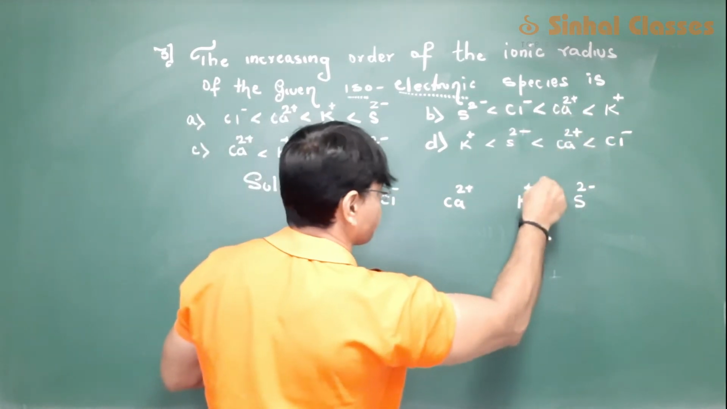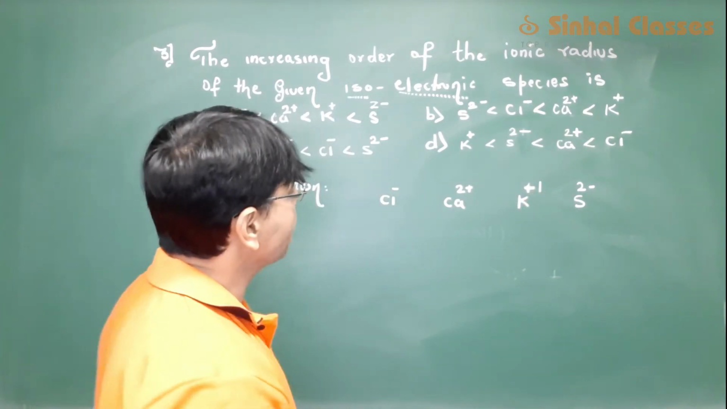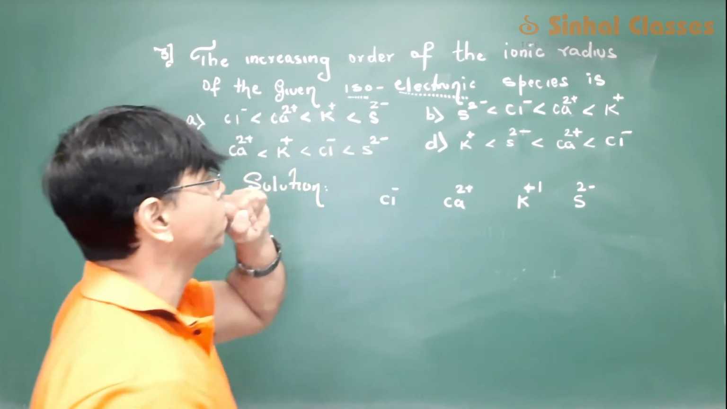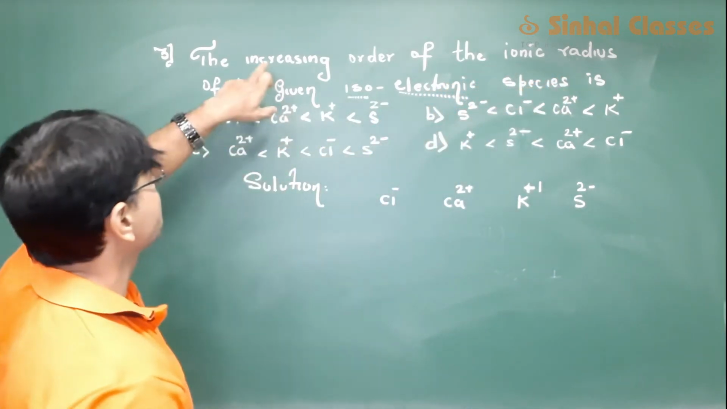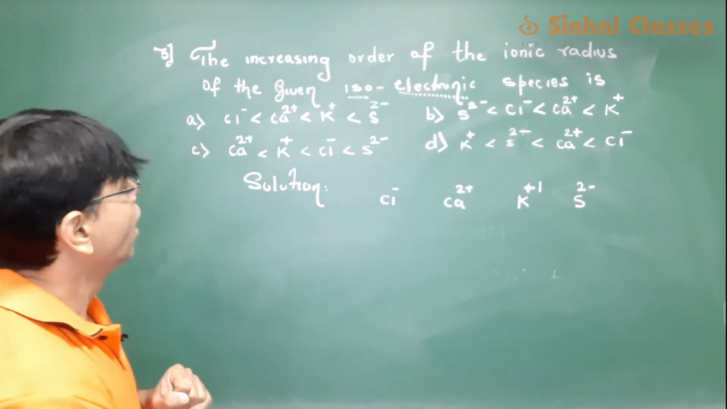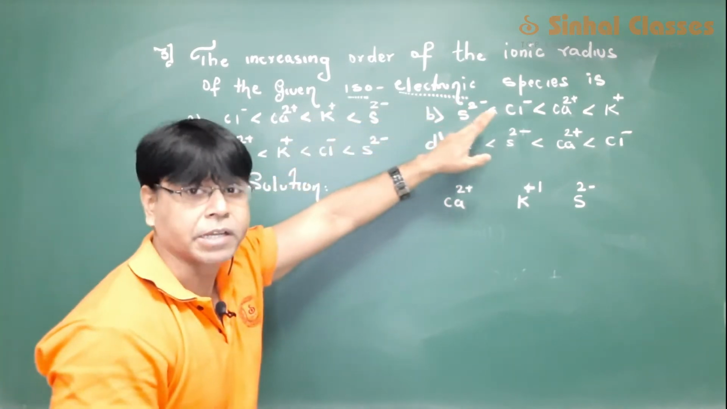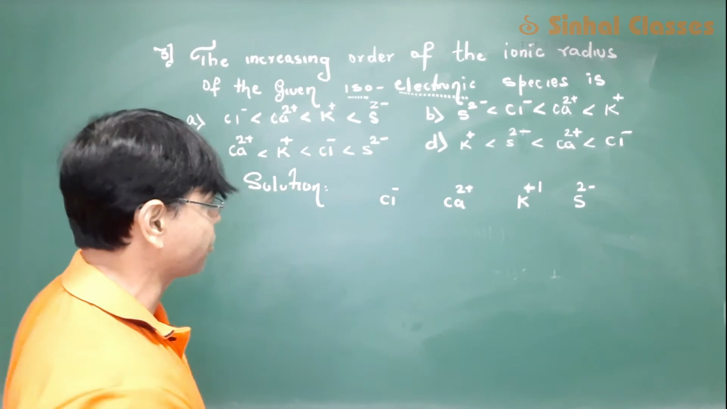Sulfide ion. These are the 4 which have been given to us, and we are supposed to arrange them in the increasing order of ionic radius. Increasing order of ionic radius. And all of them are isoelectronic. They have the same number of electrons. Okay? They have the same number of electrons.